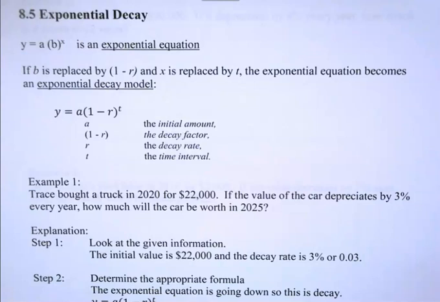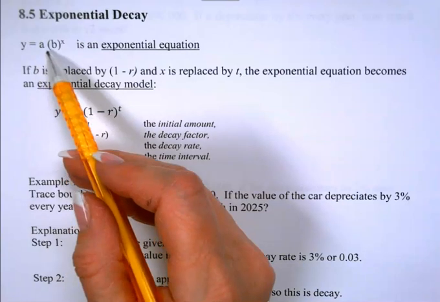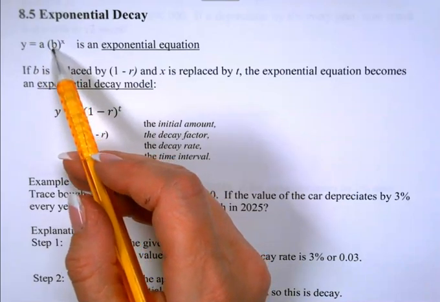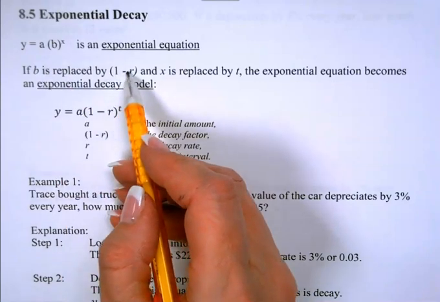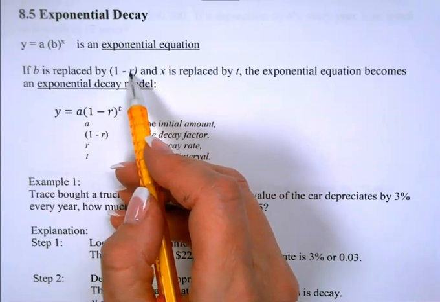In our last set of notes, we looked at exponential growth. Today, we're going to look at exponential decay. Y equals a times b to the x is still our exponential equation, but this time we're going to replace b with 1 minus r instead of 1 plus r. 1 plus r would have meant growth. 1 minus r is going to make it decay.